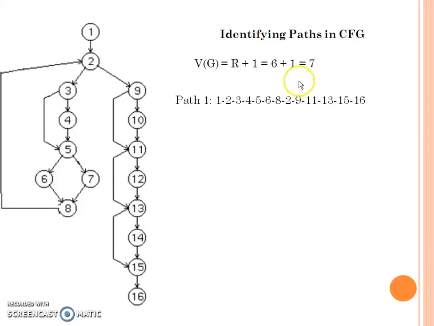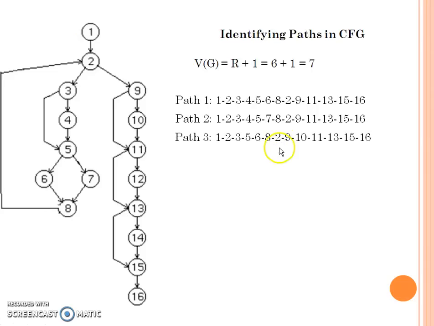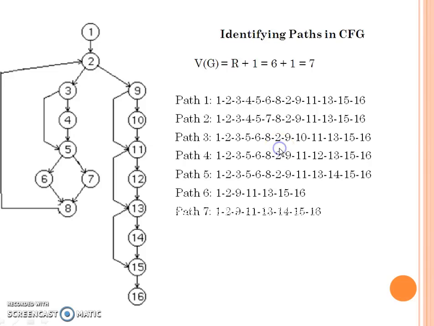So once we get this 7, what is the significance? The significance is these are the number of paths from beginning to end. Path 1 we can trace, it's listed out in the edges, and similarly path 2, 3, 4, 5, 6 and 7.